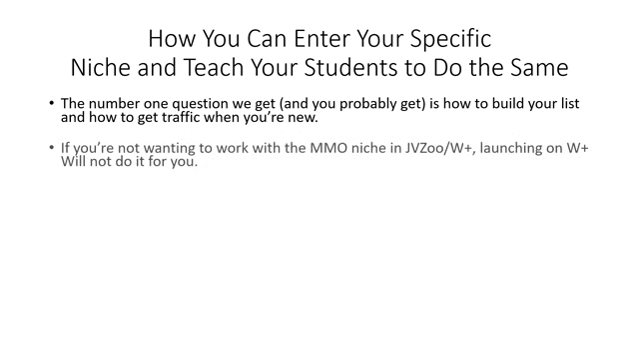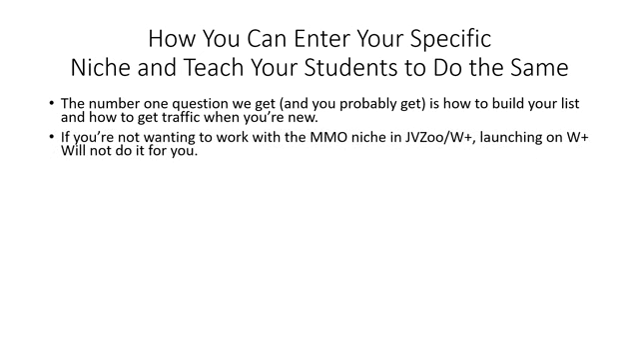One thing you can do, if you want to work within the Make Money Online or the JVZoo or Warrior Plus niche, is just launch on Warrior Plus. Even if you don't have a buyer's list, you can team up with some people, get some people to promote you, and build a buyer's list that way. But if you're not wanting to be in that market, then how are you going to get started? And there are a lot of people who don't want to be in that market.